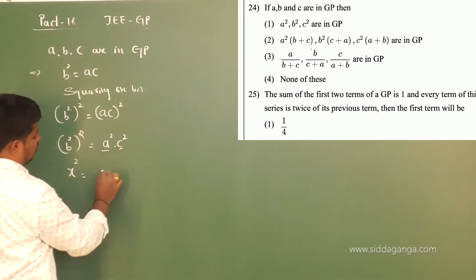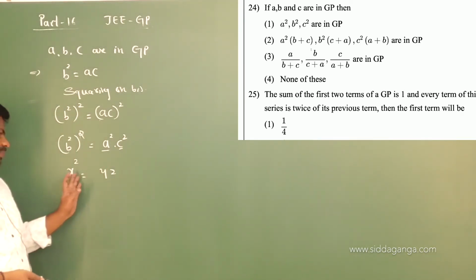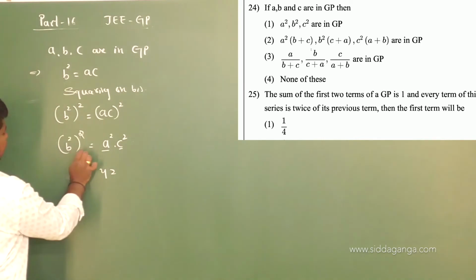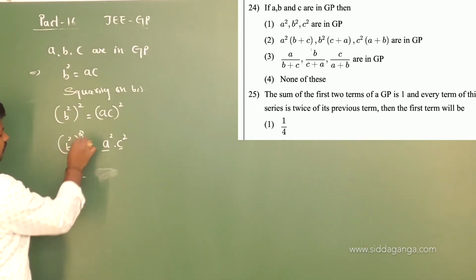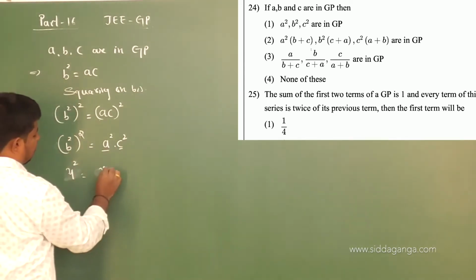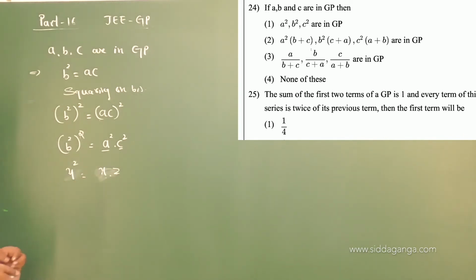This is y, this is z, so y z. So I can say x y z, or you can take this one as y. So B square as y, so B square whole square becomes y square, A square as x, C square as z. I can say when y square is equal to x z, then x y z are in GP.